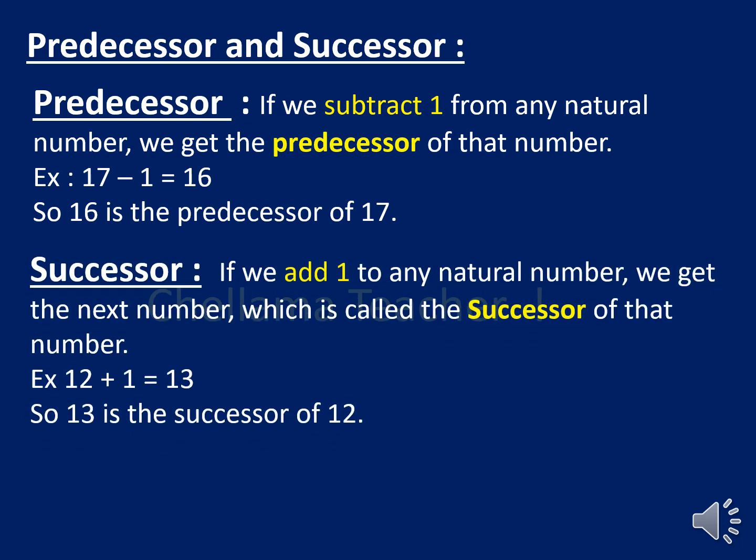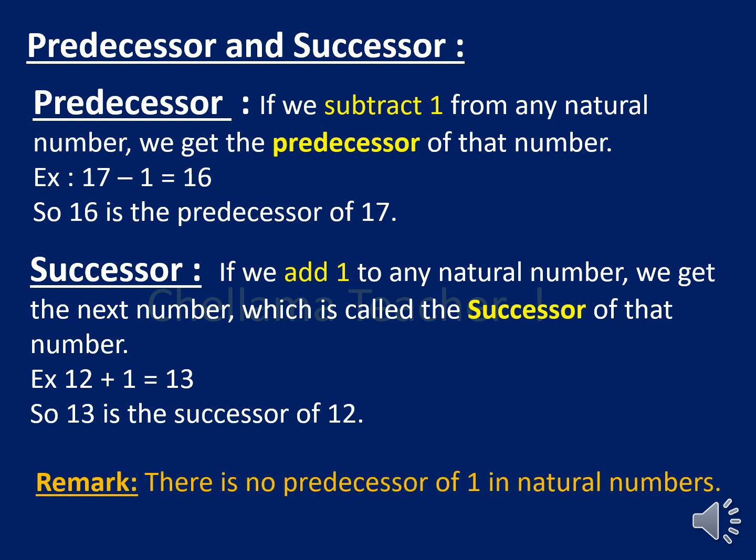Next is successor. If we add 1 to any natural number, we get the next number, which is called the successor of that number. For example, 12 plus 1 is 13. Here, 13 is the successor of 12. There is one remark: there is no predecessor of 1 in natural numbers, because 1 is the starting number in the natural number series.